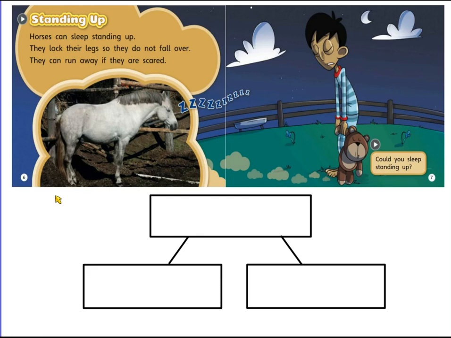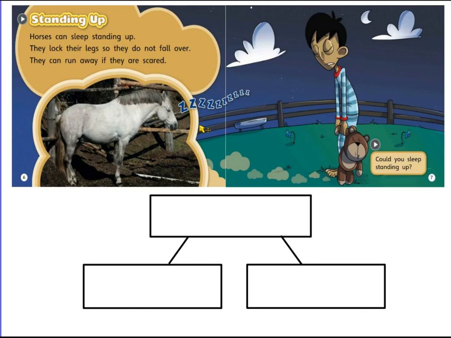Let's reread page 6 to see what this chapter is mostly about. Standing up. Horses can sleep standing up. They lock their legs so they do not fall over. They can run away if they are scared.